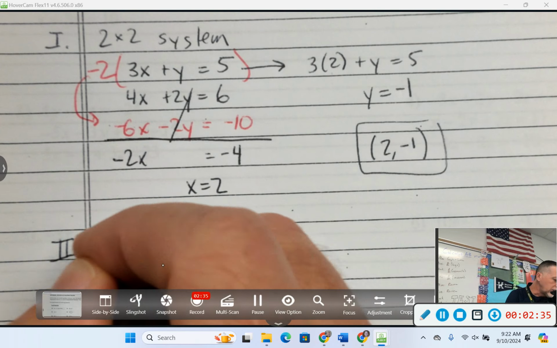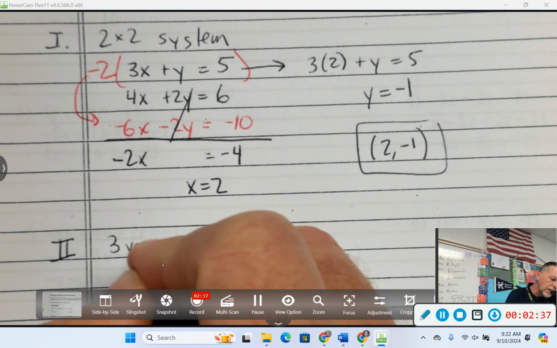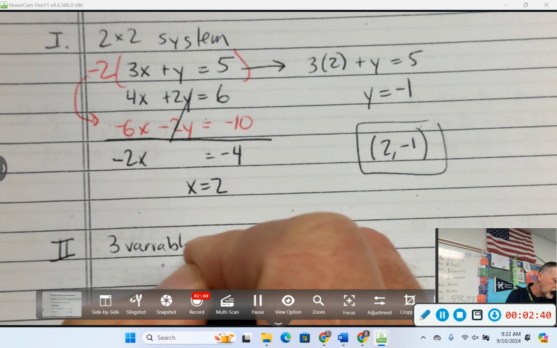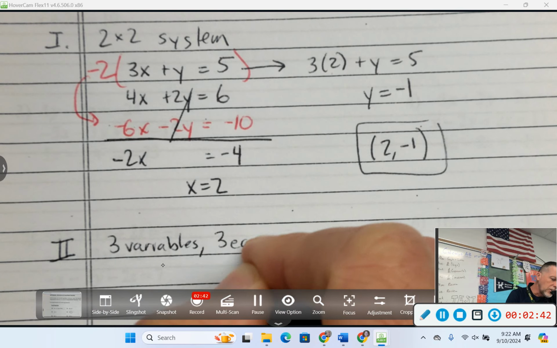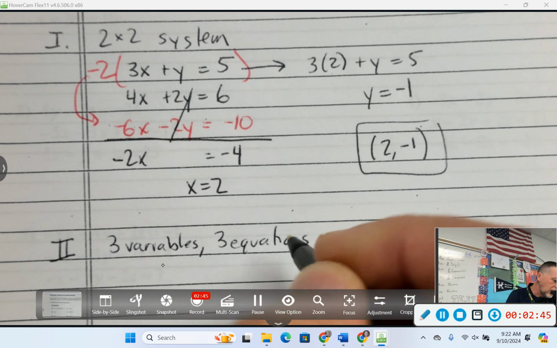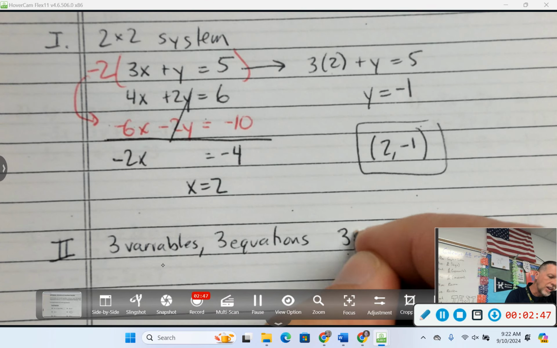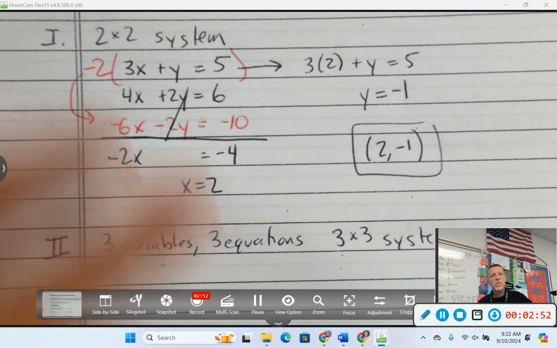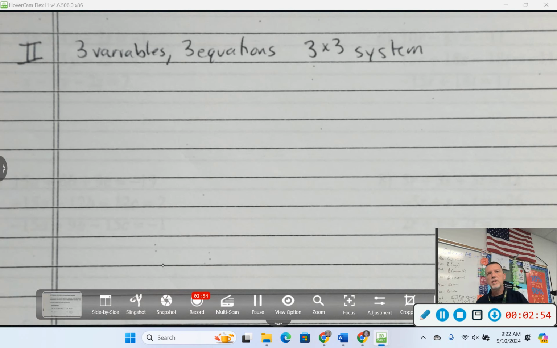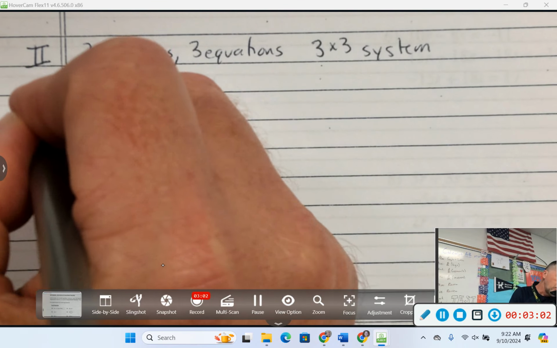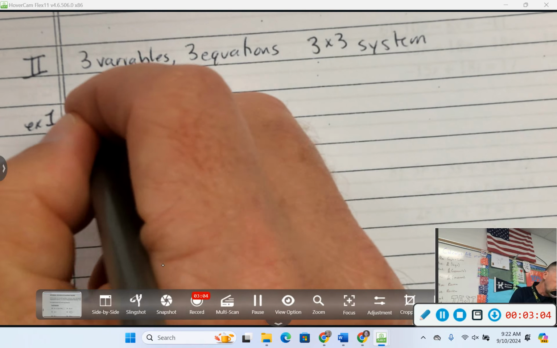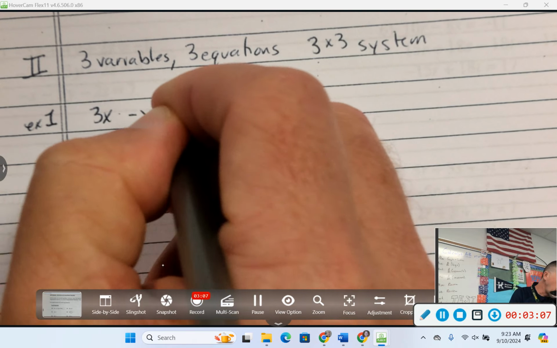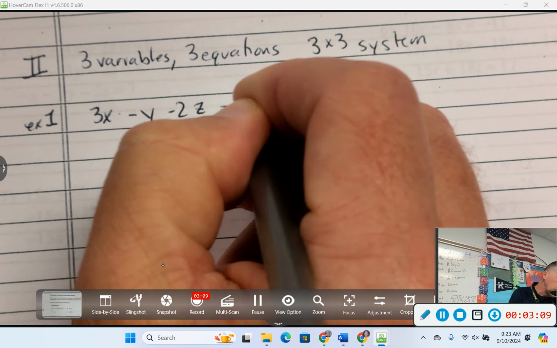Okay, but what we're going to do today is 3 variables, which means we need 3 equations. And so we call this a 3x3 system. So, significantly more complicated is the short answer, or the short explanation. So 3x minus y minus 2z equals negative 1.